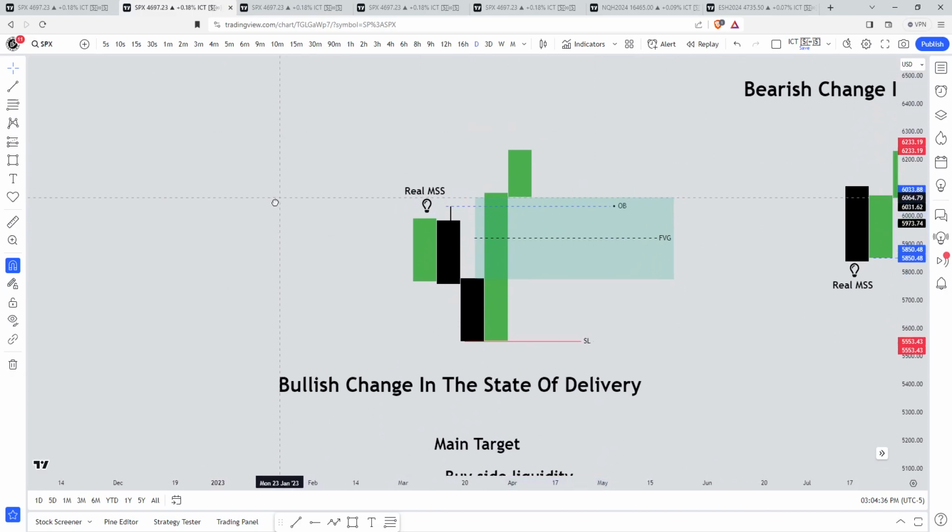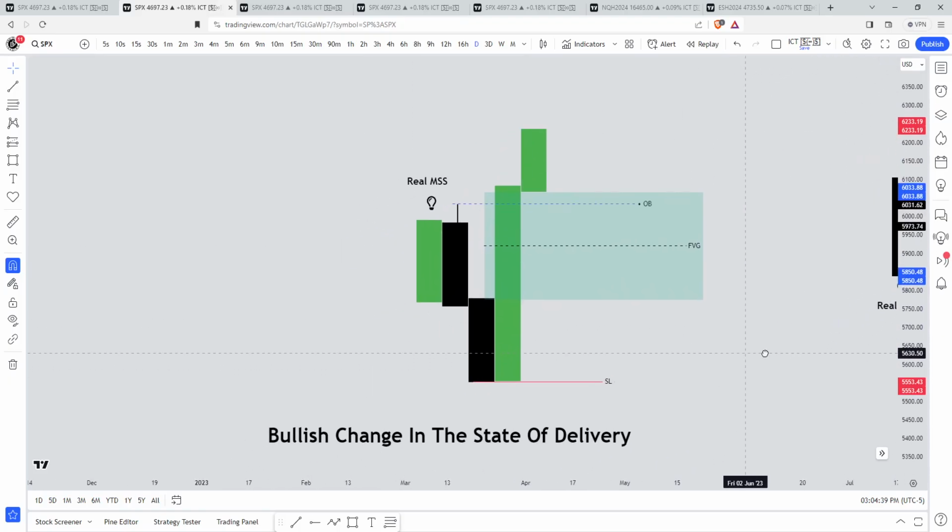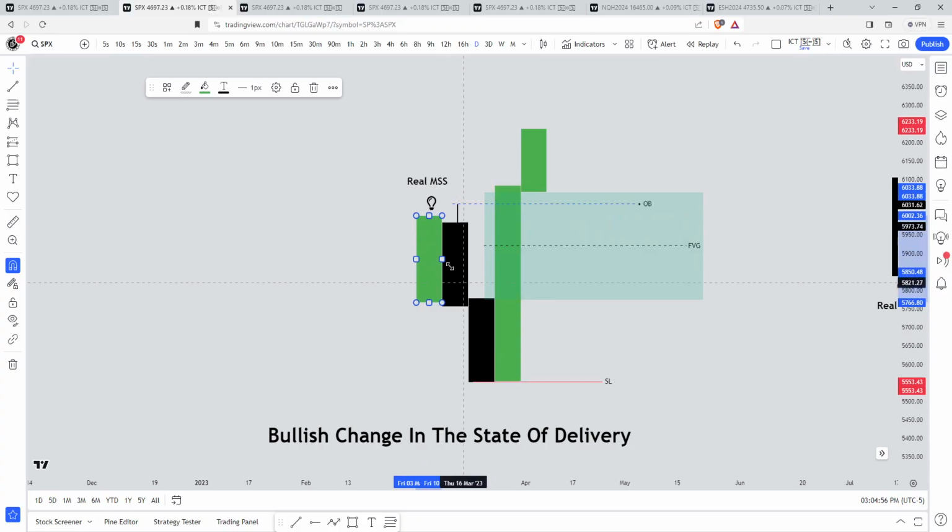market structure shifts. So anytime I'm referring to a market structure shift, if you see me post in the Discord, we have a market structure shift with a fair value gap. Really, what already occurred is the bullish change in the steady delivery. So when price breaks over, so this up close candle in here, right? Once price makes the 2 down close candles, this might even be a little bit higher sometimes.